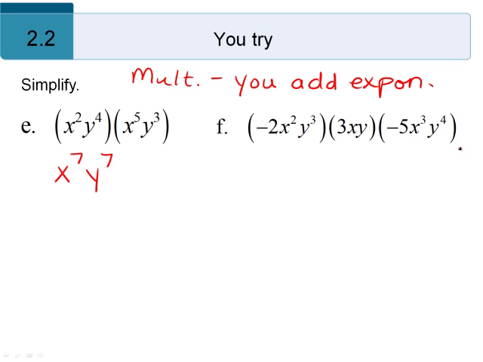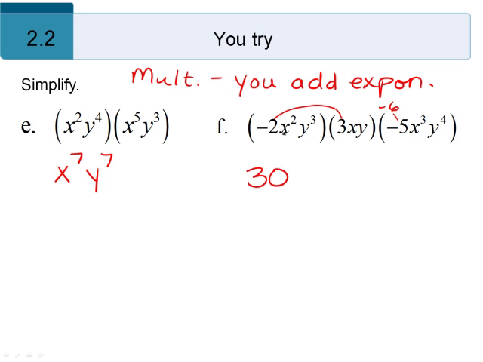Now on F, the way that I do these is I work the whole thing at one time. I work all the way straight across. So the first thing I'm going to do is just multiply the coefficients, the big numbers out front. So you have -2 times 3, that would be -6, and then -6 times -5 gives me a positive 30. So I like to work it all the way across. Some people like to do the first 2 terms and get that answer and then do that times the last one, but it's really weird. People get things wrong when they do that. I don't know why. So usually if they do the whole thing at one time, it's usually better.